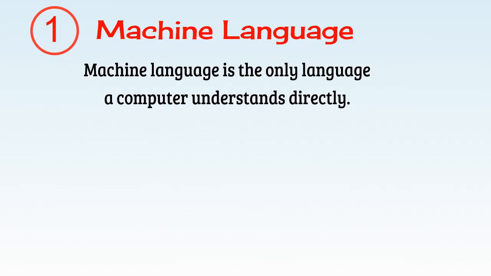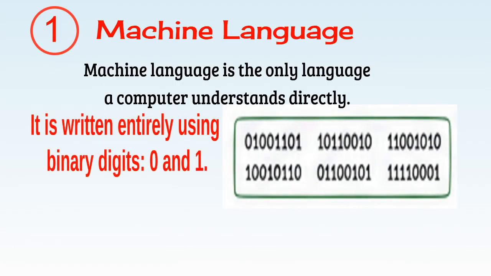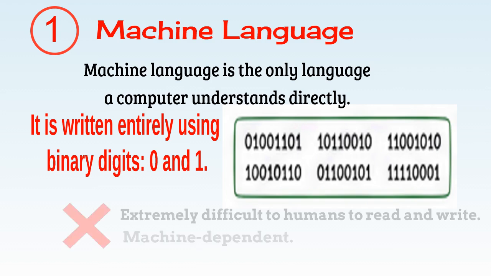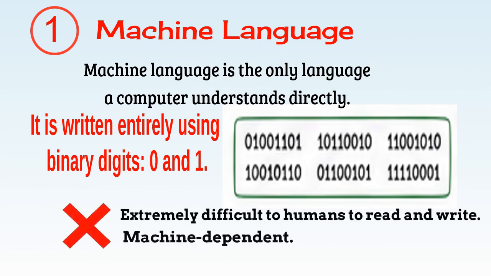Machine language. Machine language is the only language a computer understands directly. It is written entirely using binary digits, 0 and 1. For humans, this language is extremely difficult to read and write. It is also machine-dependent, meaning a program written for one type of computer may not work on another. Because of these limitations, programmers almost never write programs directly in machine language.